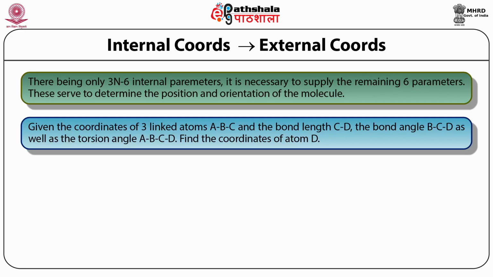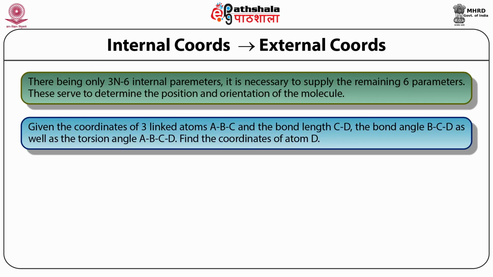But if I have to move from internal to external, 6 parameters I'll have to give. Now for a single molecule, these 6 parameters can be arbitrary. But if there is more than one molecule and one has to define the position of one with respect to the other, then we'll have to use that information to obtain the remaining 6 parameters. But be that as it may, there exist very standard general algorithms which always work to convert these 3n minus 6 parameters in internal coordinates to the corresponding external coordinates. There are quite a number of such algorithms.